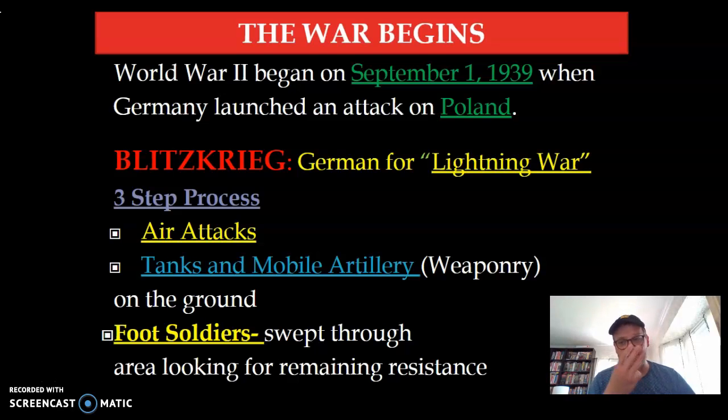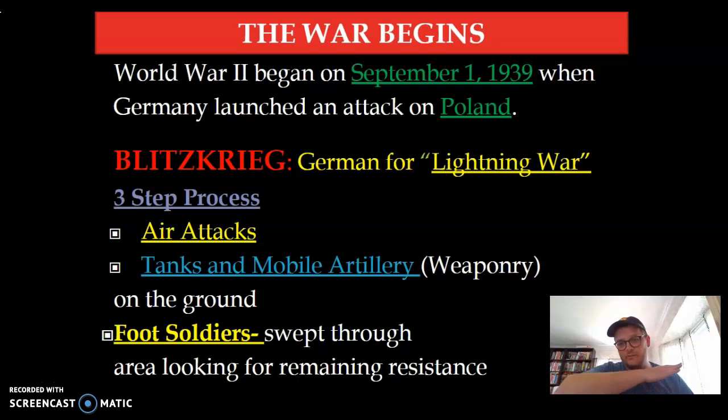Okay, it's a three-step process. Step one is they do air attacks. They come in with planes, usually doing bombing runs along a territory, or strafing runs with attack fighters, but usually starting with bombings. Then they send in tanks and mobile artillery. Tanks are, obviously, armored vehicles with cannons. Mobile artillery is similar, like large weapons on wheels, things they can move around quickly on the ground.